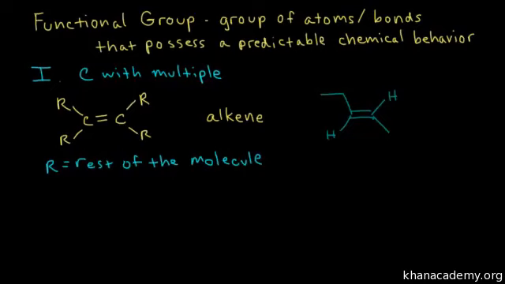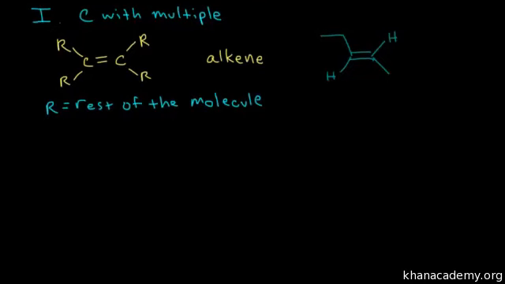Let's do another example. This time, instead of carbon double bonded to another carbon, let's do carbon triple bonded to another carbon, like that. So we have an R group on either side of my carbons here. So this is called an alkyne. So if you see a triple bond, think alkyne. Examples of an alkyne. Let's do one.